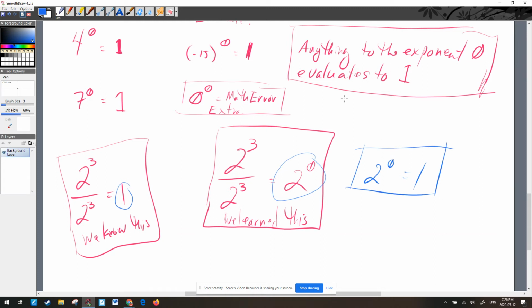And that kind of goes to why 0 to the 0 doesn't work, because if I did 0 to the 5th divided by 0 to the 5th, that'd be 0 to the 0. But when I divide by 0, the world blows up.